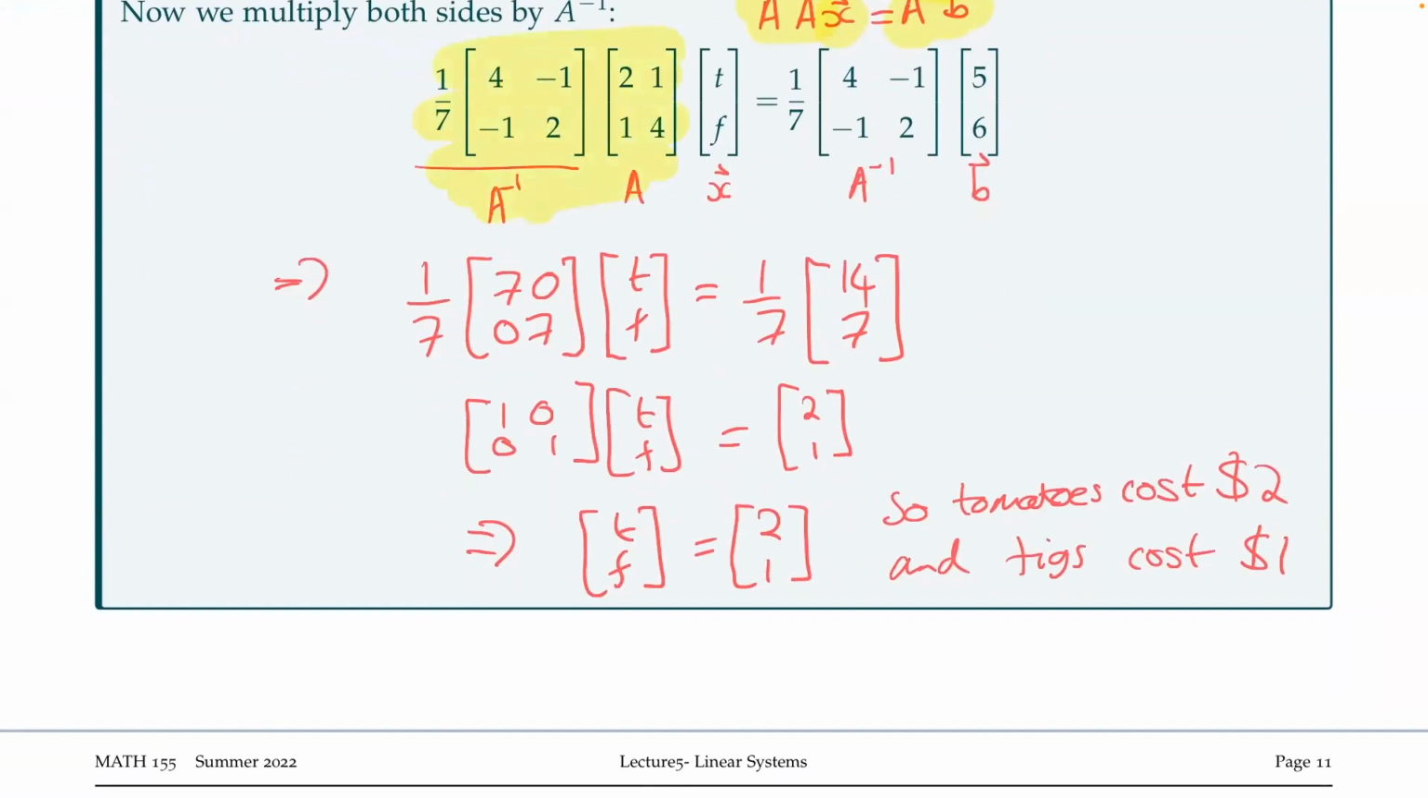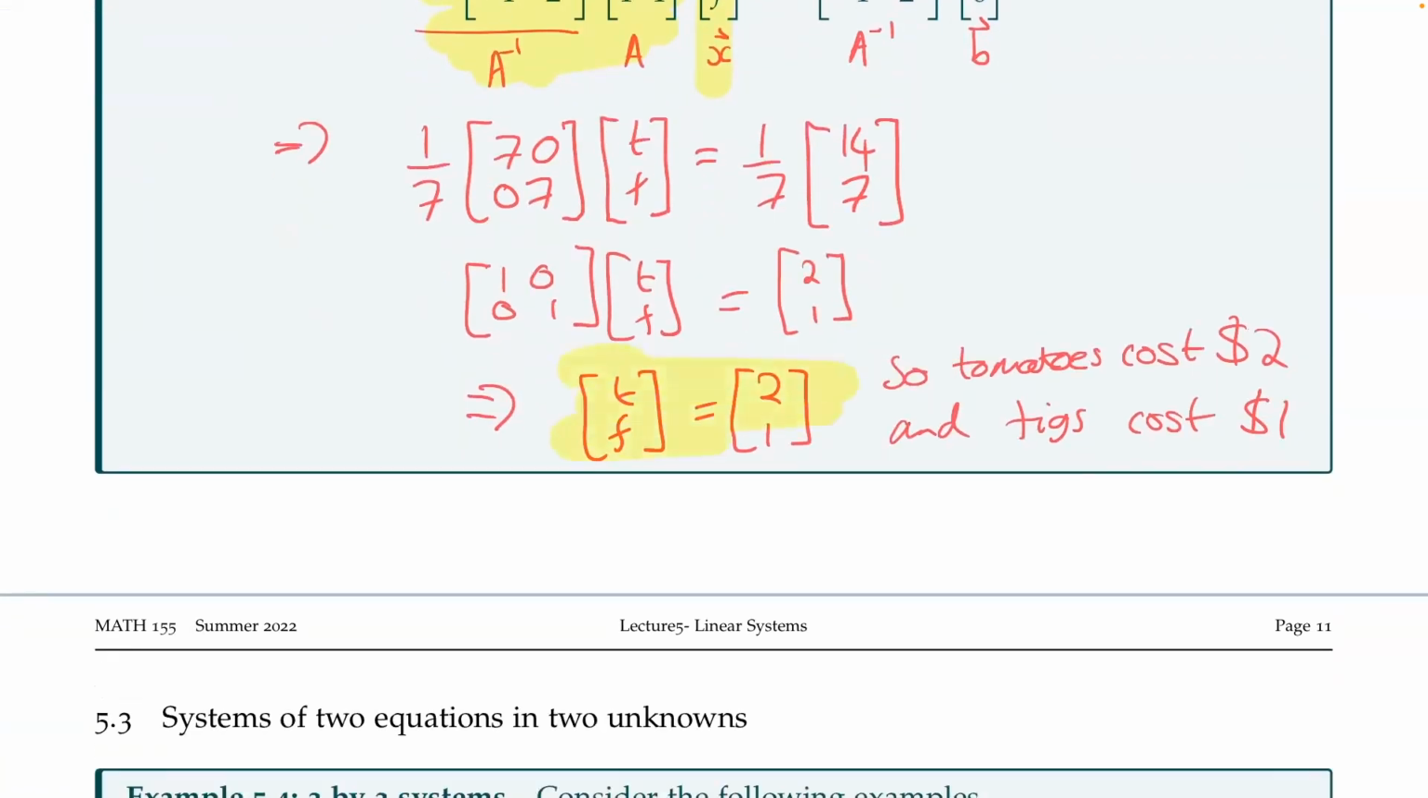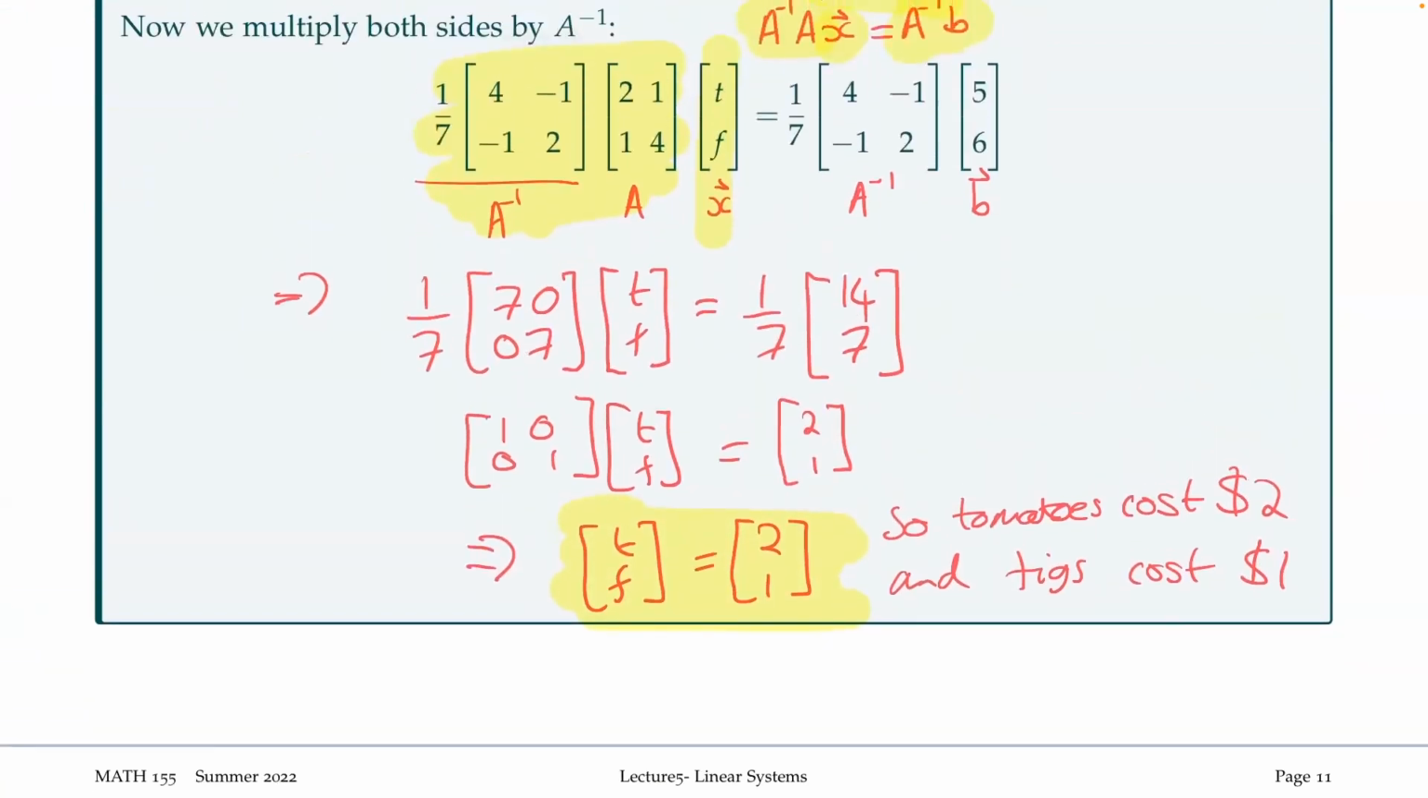We're going to have just our vector with our unknowns T and F here equal to some product of a matrix times a vector. We do that, and then we end up with an equation at the end. So we've got (T, F) is equal to the vector (2, 1). So that means that in this case, tomatoes cost $2 and figs cost $1. Okay.